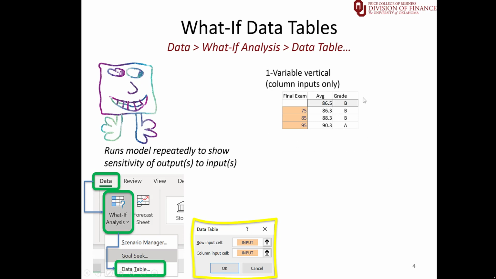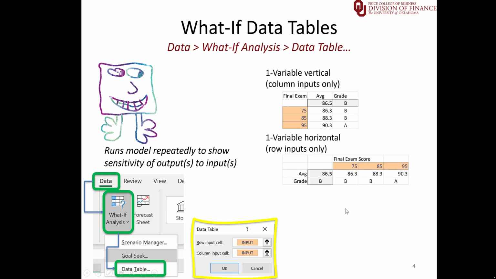We could get the same exact data with a one variable horizontal, or row inputs only, data table. Look, it answers the same questions. It says if I got a 75 on the final, I'd get an 86, which is a B in the class. If I got an 85 on the final, I'd get an 88, which is a B in the class. And if I got a 95 on the final, I'd get a 90, which is an A in the class. So same exact data, just transposed.